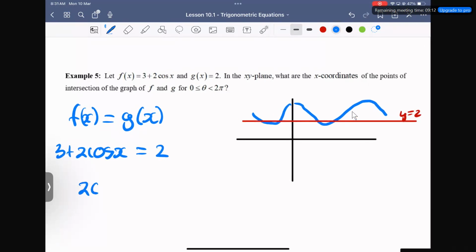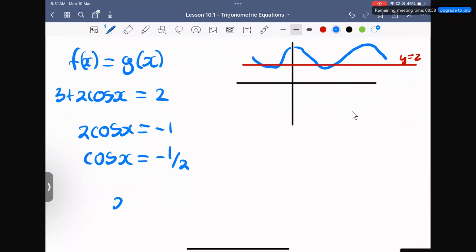So 2 cosine x equals minus 1. Cosine x equals minus a half. Let's use our... sorry. What is the arc sine of minus a half?